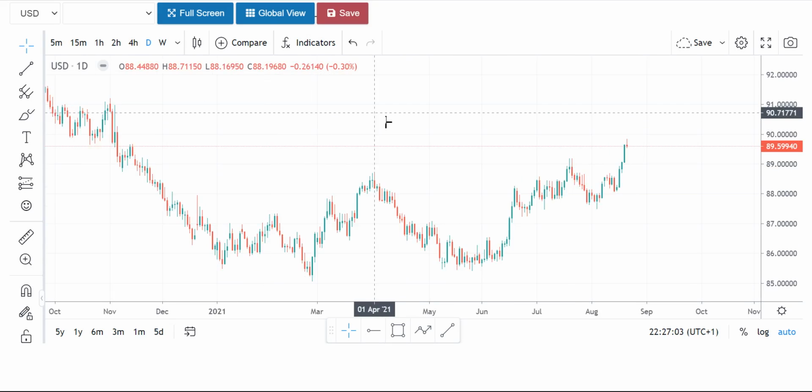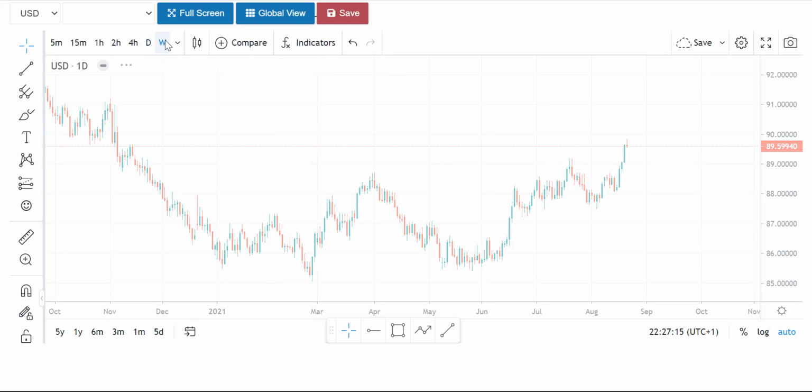Now let's dive into the first pair we're going to be working with today, which is the US dollar. We'll start our analysis from the weekly time frame.